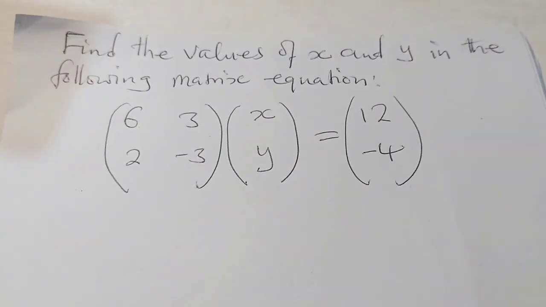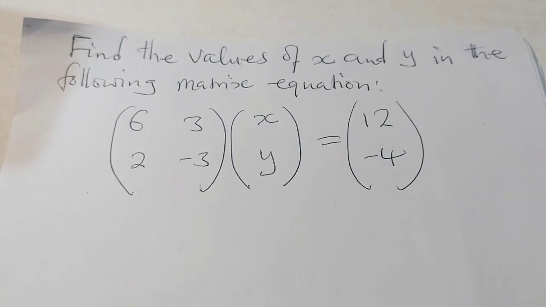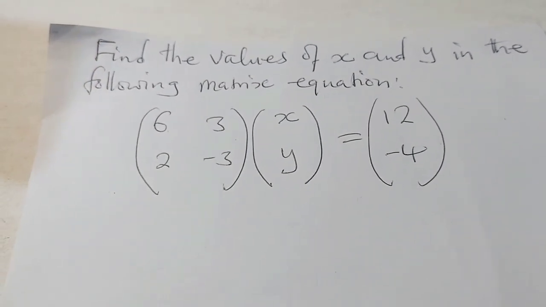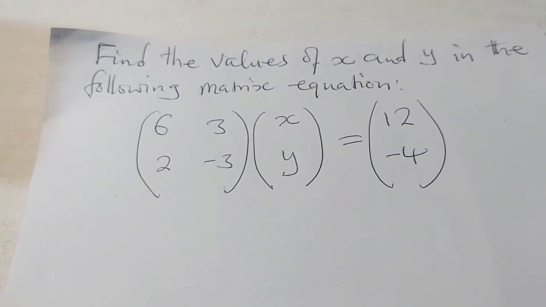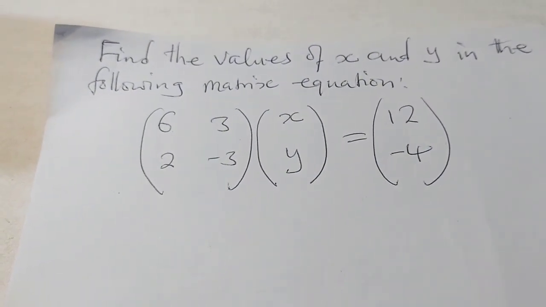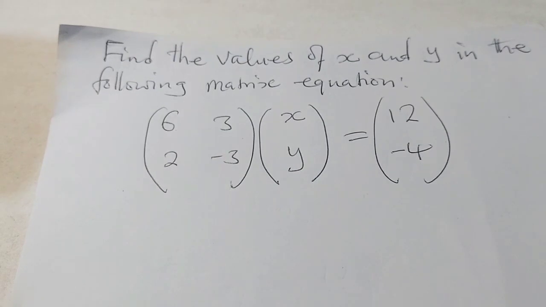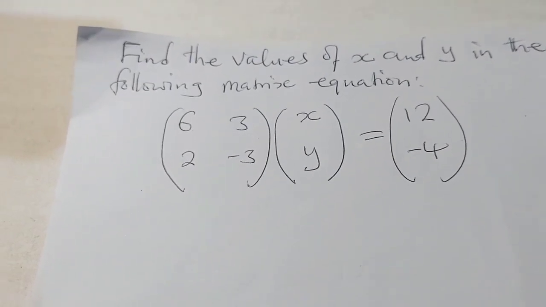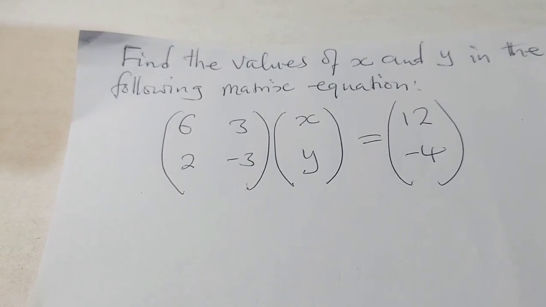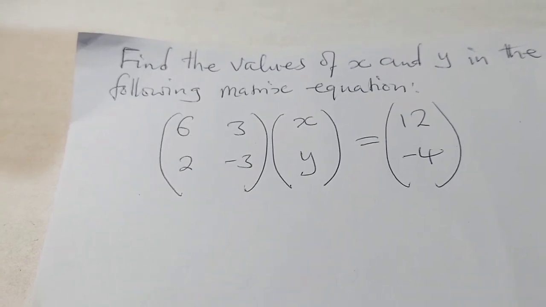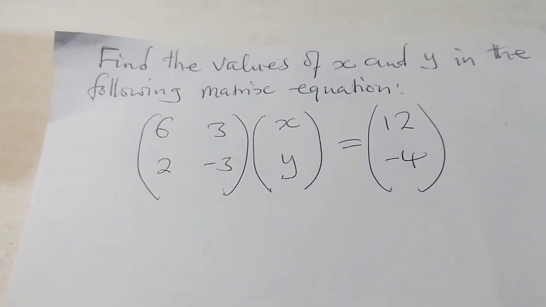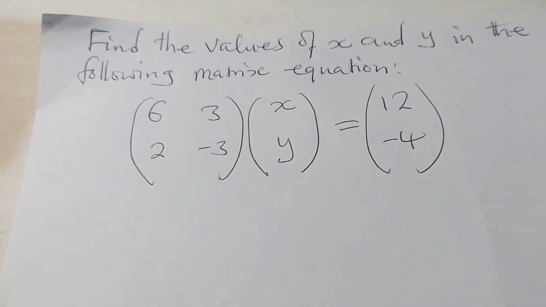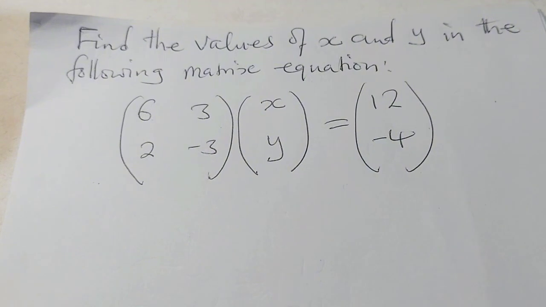So here we have our equation. The question reads, find the values of x and y in the following matrix equation. So this is a matrix equation, just like I have said. We are going to work out this one. Matrices have a rule which they use when we are operating on them. So the operation of matrices goes by this rule.